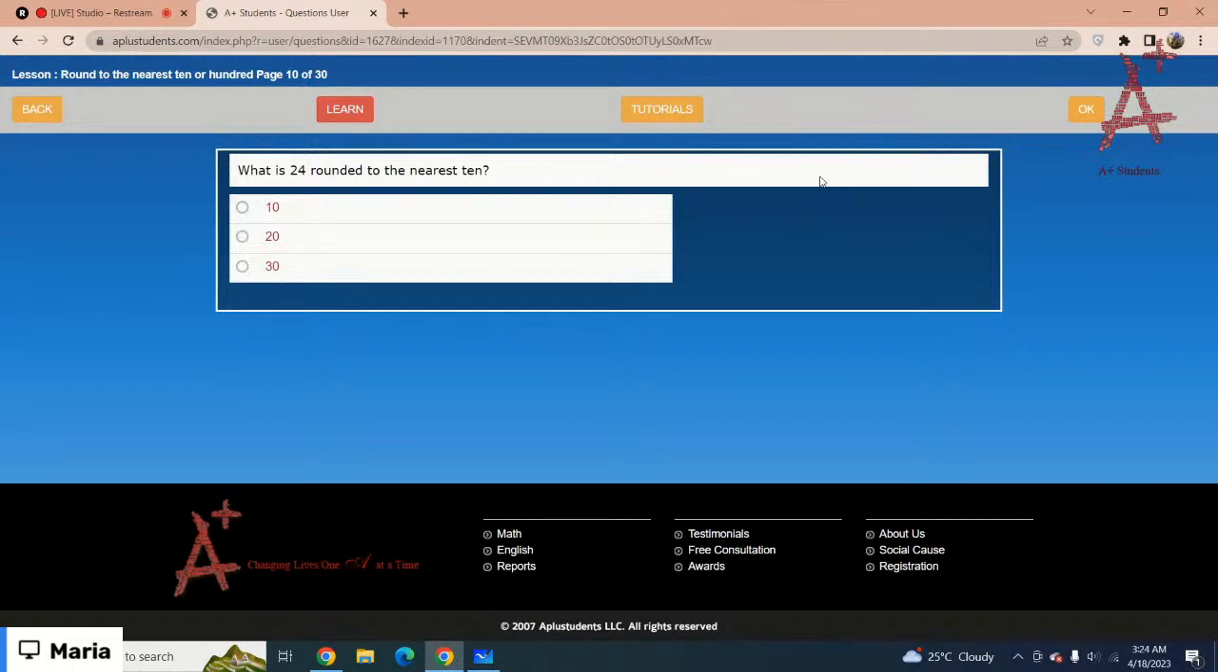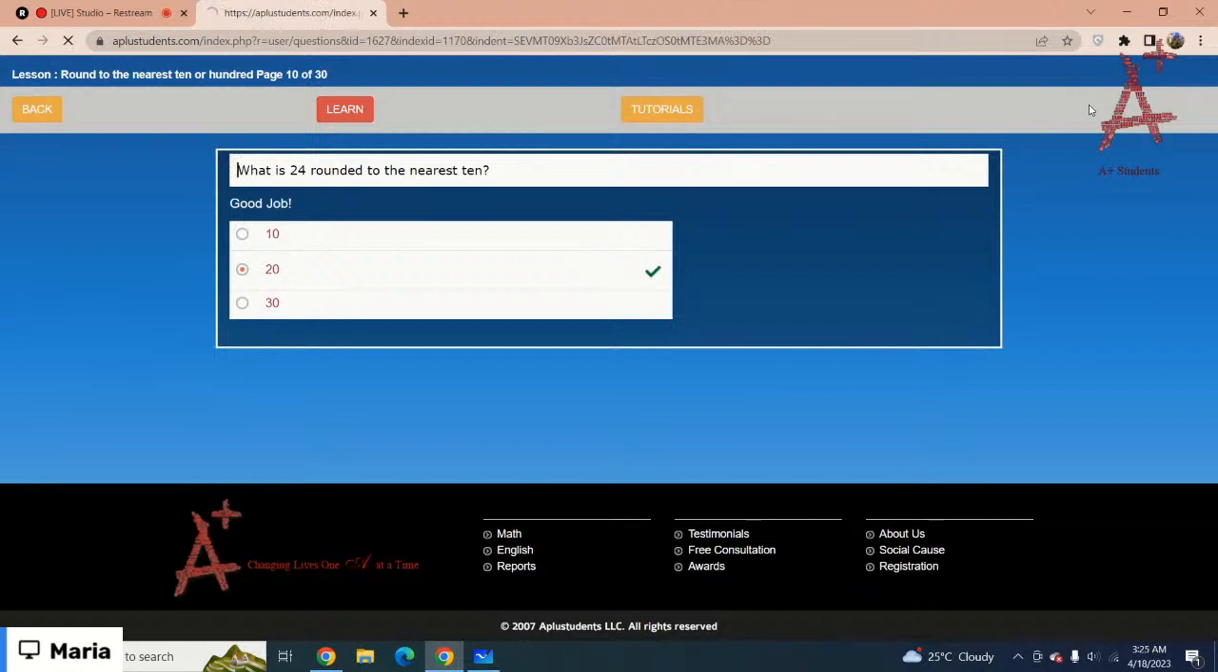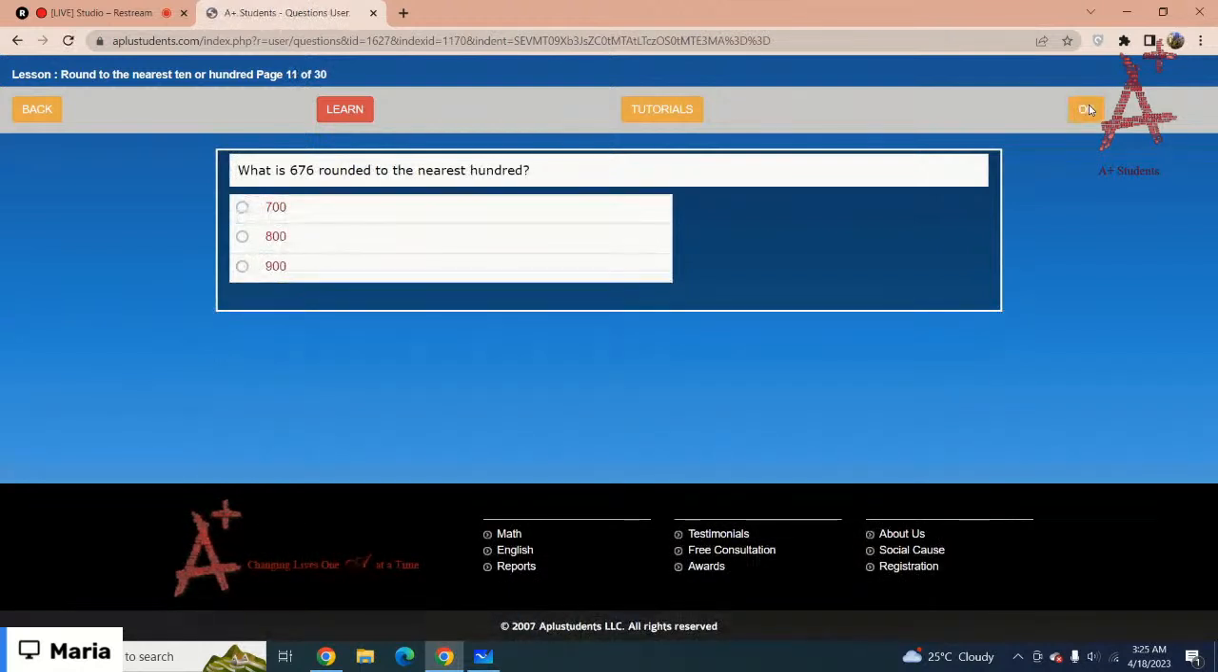What is 24 rounded to the nearest 10? So 24 is rounded off to 20. What is 676 rounded to the nearest 100? So which is the correct option?